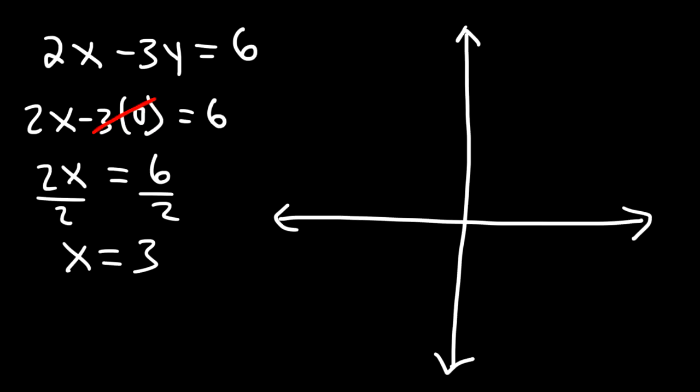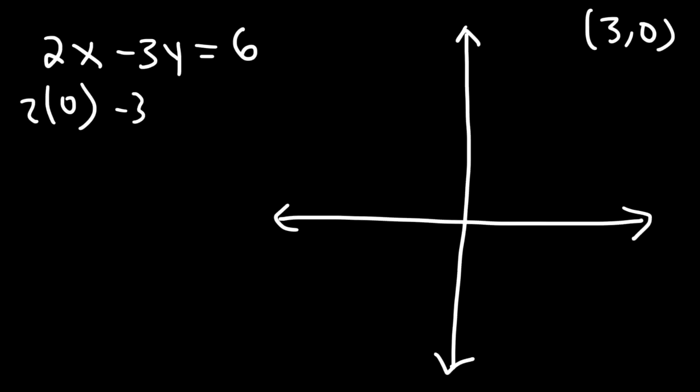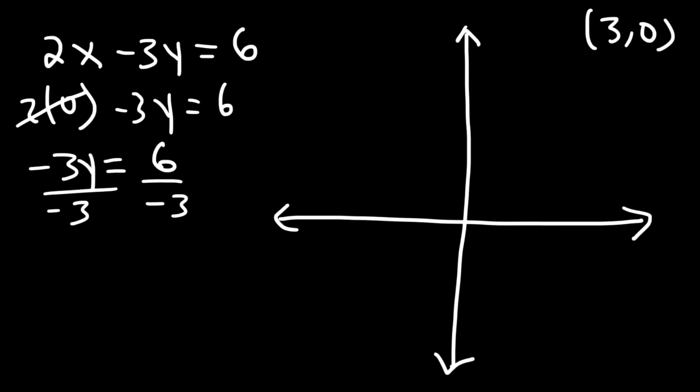So that is the x-intercept, which means that we have the point 3, 0, because y was 0. Now to find the y-intercept, replace x with 0, and then calculate the value for y. So 2 times 0 is 0, so we're left with negative 3y is equal to 6. And then let's divide both sides by negative 3. So 6 divided by negative 3 is negative 2. Thus the y-intercept is 0, negative 2.